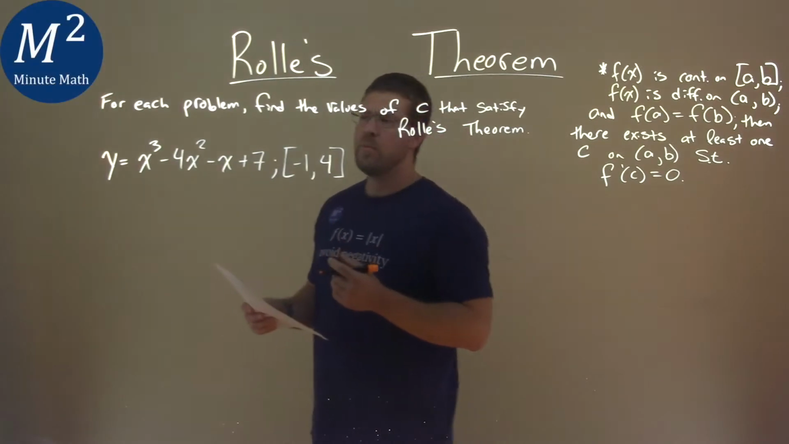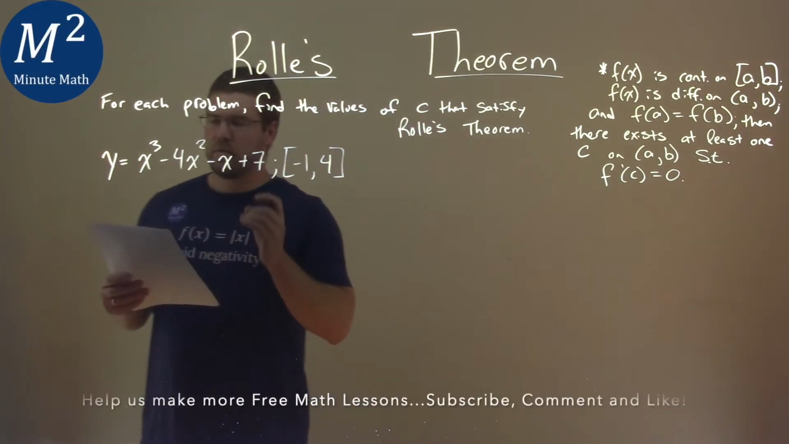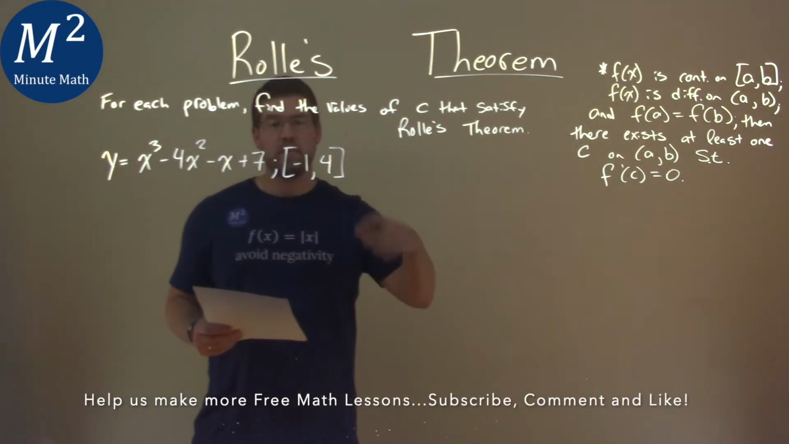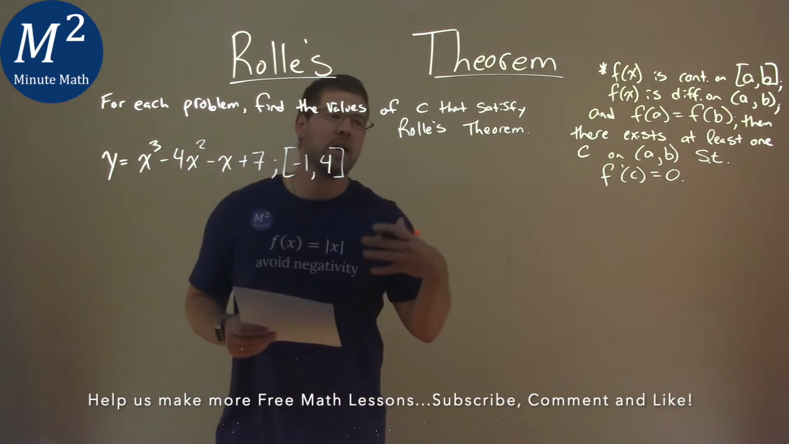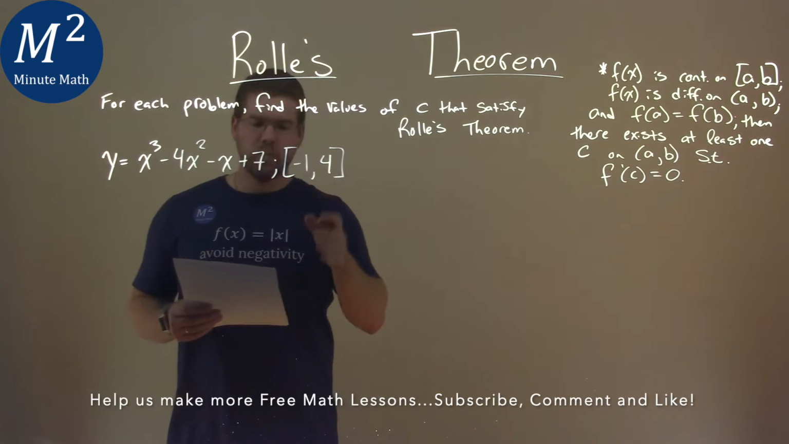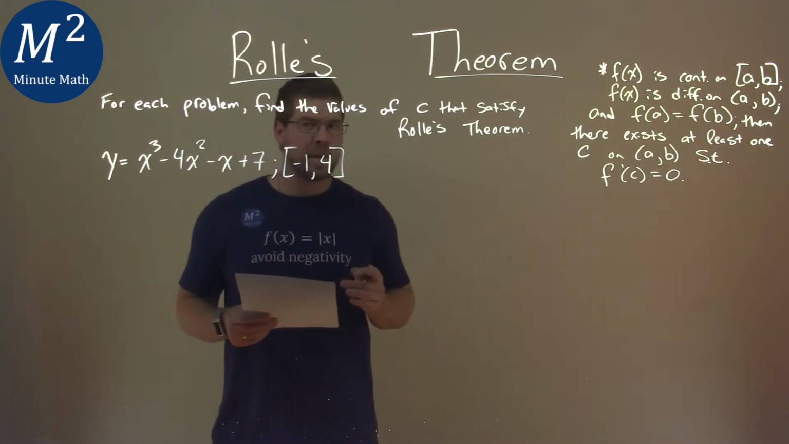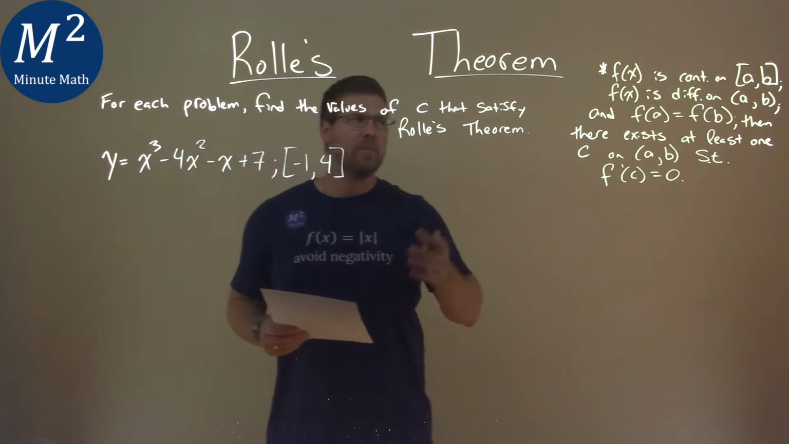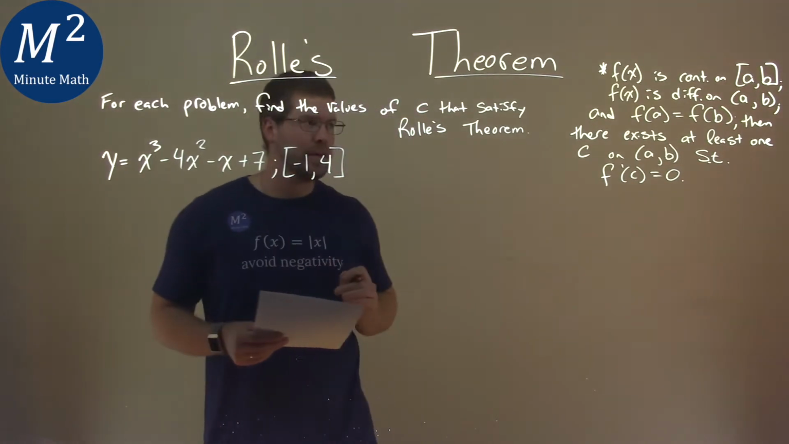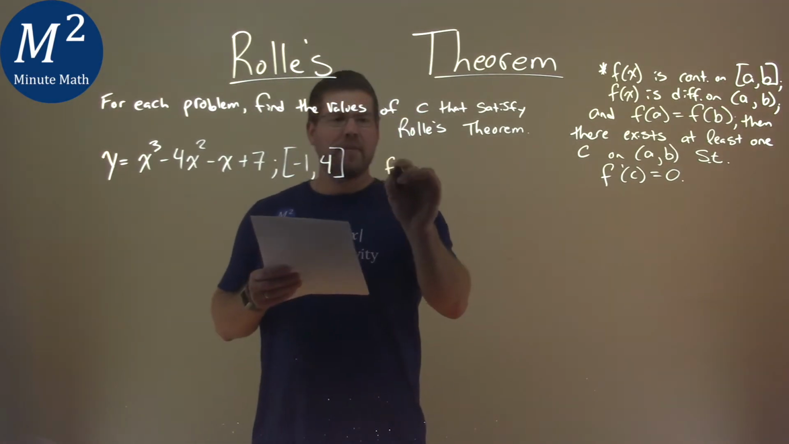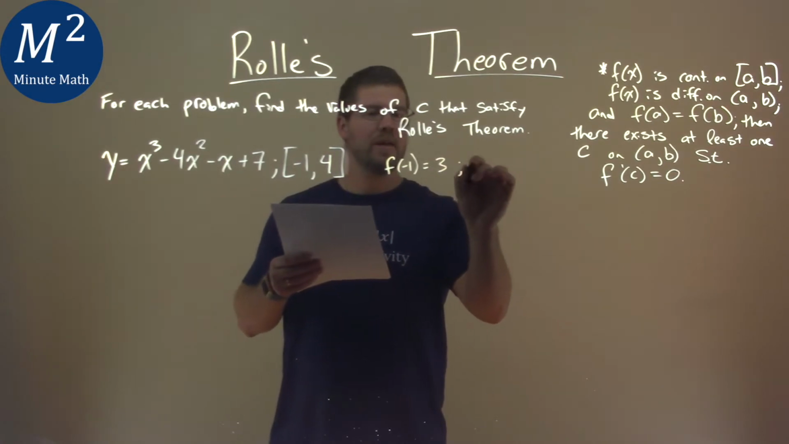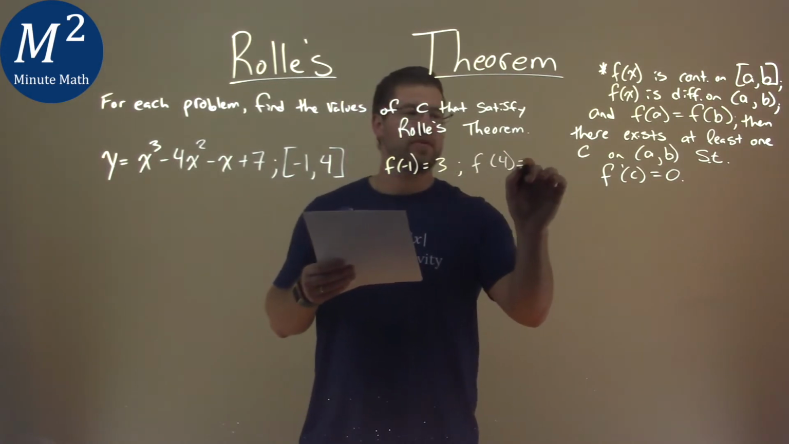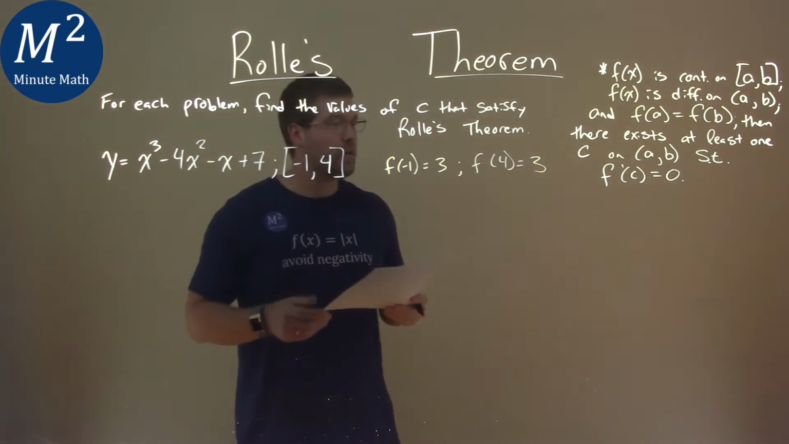We're given this problem right here. Y equals x to the third power minus 4x squared minus x plus 7. And we want to find the values of c that satisfy Rolle's theorem from negative 1 to positive 4. Now our function is continuous from a to b, and it's differentiable from a to b as well. I found f of negative 1 for you, and that is equal to 3, and f of 4 is also equal to 3 as well, so we're good on that front.